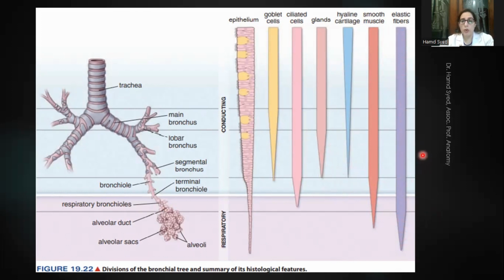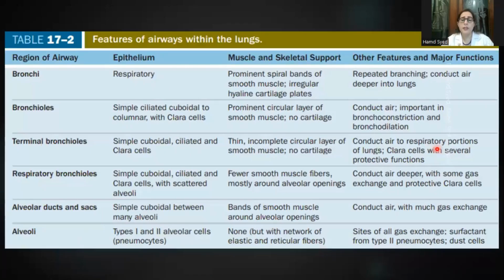So this is a very good pictorial representation of the changes which take place at the histological level within the respiratory tract, and it can help you revise these changes very easily if you just take a few minutes for this one. And this is a table also.